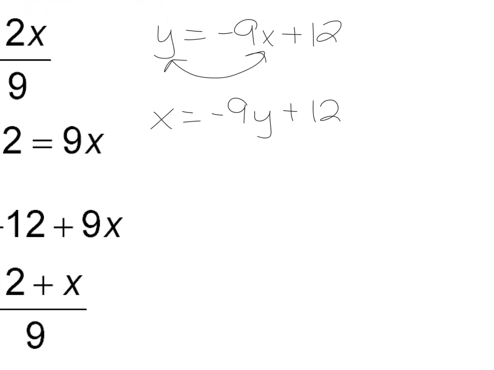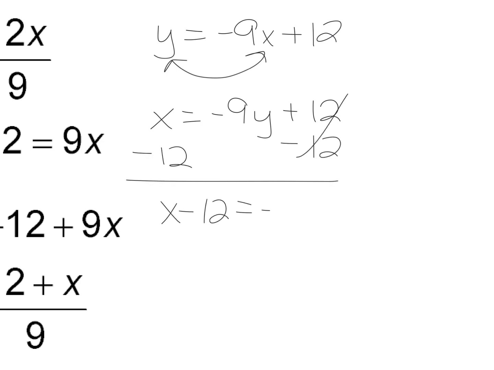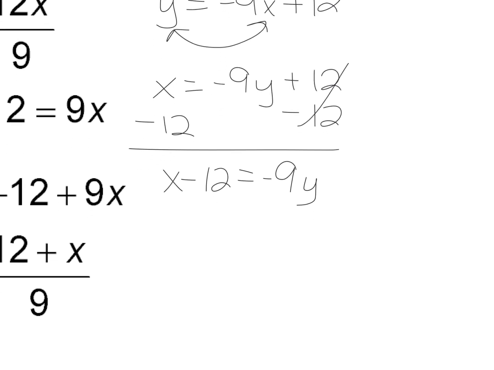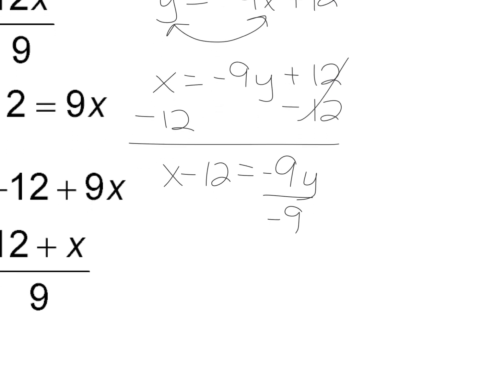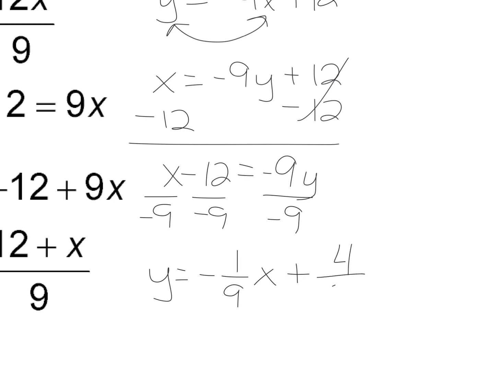Subtract 12, getting y by itself. So we have x minus 12 equals negative 9y. Yep, divide by negative 9. Don't leave that negative there. So we have y equals 1 over negative 9 x plus, I'm going to reduce, 4 over 3. Are we done? Yes.